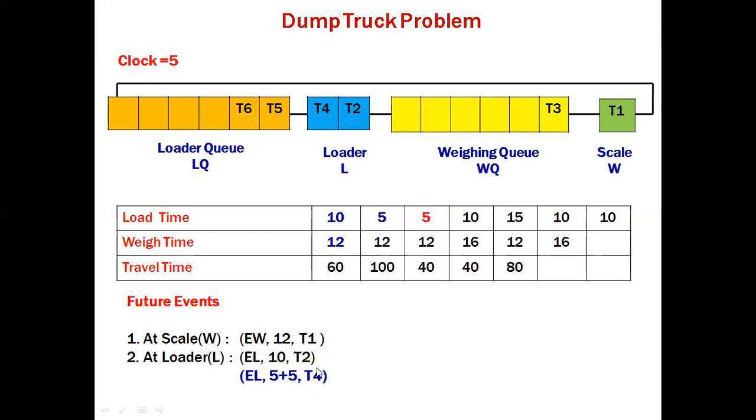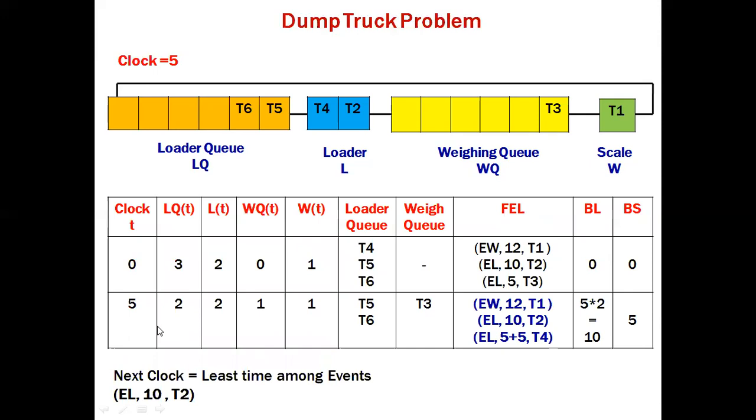So these are the new events. This is one new future event, but in the table you will write which is the clock. At LQ, what do you have? Only 2 trucks, and at the loader we have 2 trucks. WQ, previously it was 0, now it is 1. Then at the scale we have... So what are the trucks we have on the loader queue? T5 and T6. And on the weighing queue, we have now T. So the future event list we are writing here.